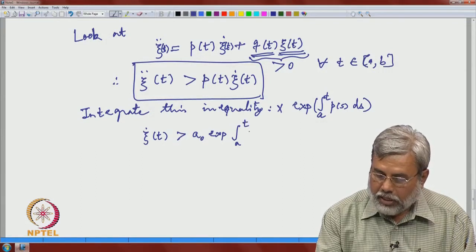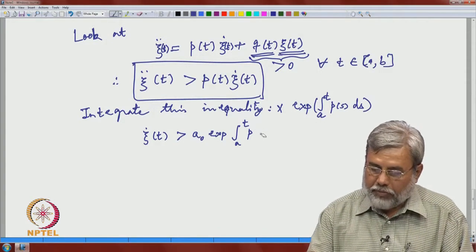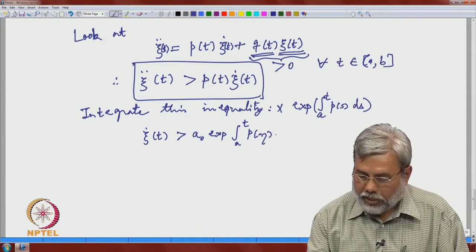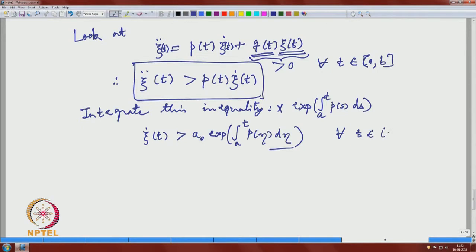a to t p s d s, not p s. So, let me use some other variable, maybe eta d eta. So, this is true for all t in A b up to b, no problem. Okay. And now, integrate one more time to obtain. So, finally, we have j t is bigger than a 1 plus a 0. So, there is a double integral.